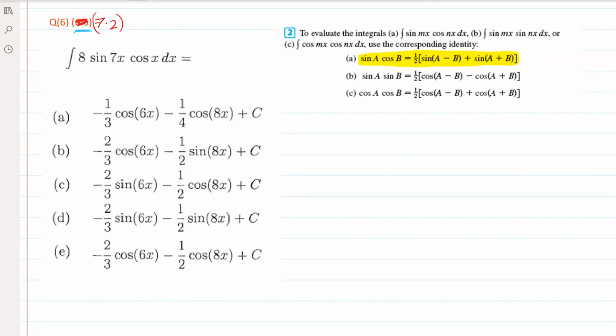Doctor? Yes. Are these formulas going to be given? No, for sure not. Okay. No, you have to remember them. They will not be given.